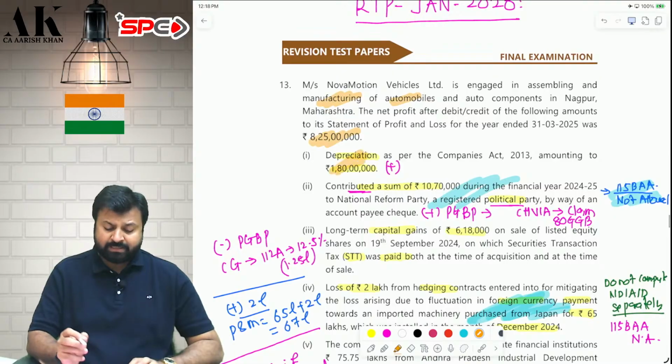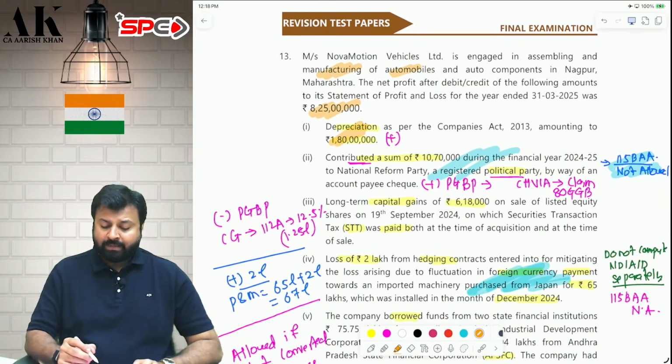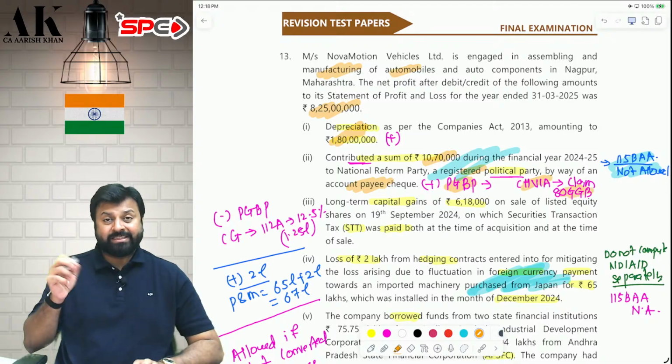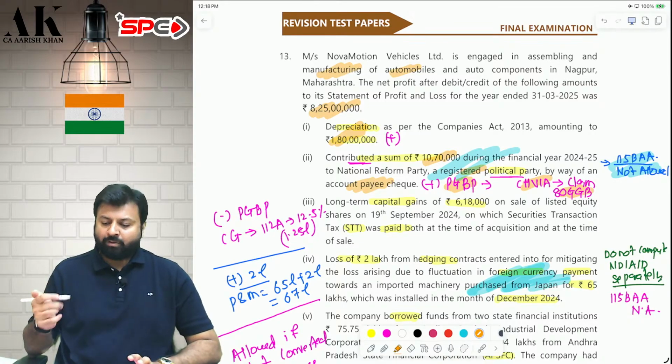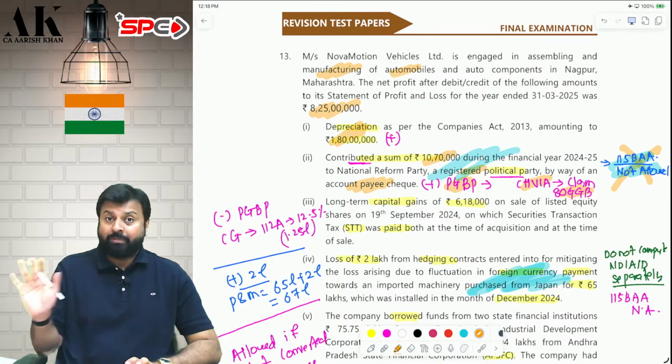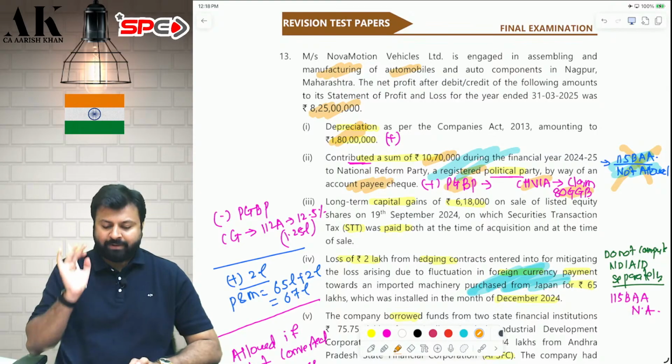The very first adjustment is depreciation that you will add back. The next adjustment is a donation to a political party by account payee cheque. Therefore, in PGBP it will be disallowed, but in Chapter VI-A, under 80GGB and 80GGC, you can take that deduction, because in the normal provision it is allowed if you make the payment by online mode, but in 115BAA it will not be allowed. I am saying side by side the 115BAA effect also.